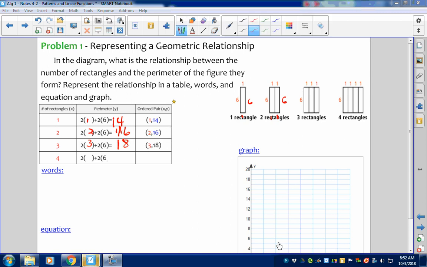And then the next one is 20. Yeah, you can usually pick up on the pattern. So this is going to be 20. And the ordered pair is 4, 20.